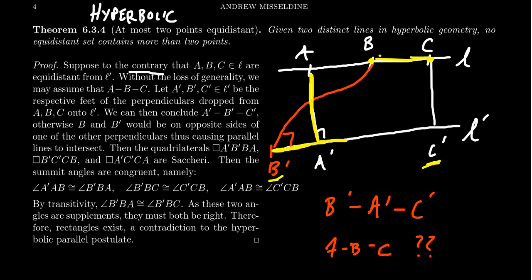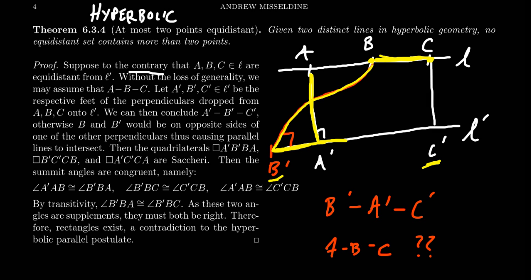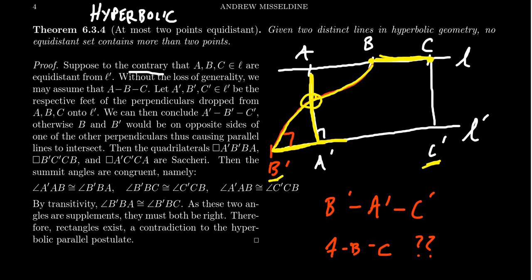So by plane separation, if B and C are on the same side of A prime, and B prime and C prime are on opposite sides, that would tell us that B and B prime are on opposite sides of the line A prime. And therefore, by plane separation, we get that there should be an intersection between the segment BB prime with the line AA prime. But as BB prime is parallel to AA prime, that's a contradiction. So we don't get that B prime is where it is.